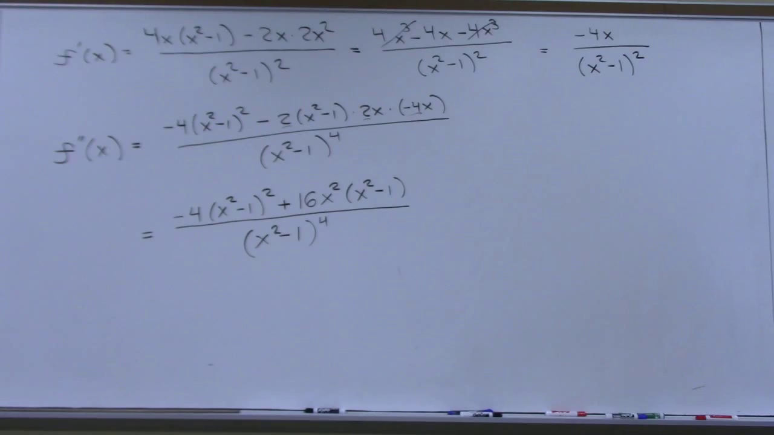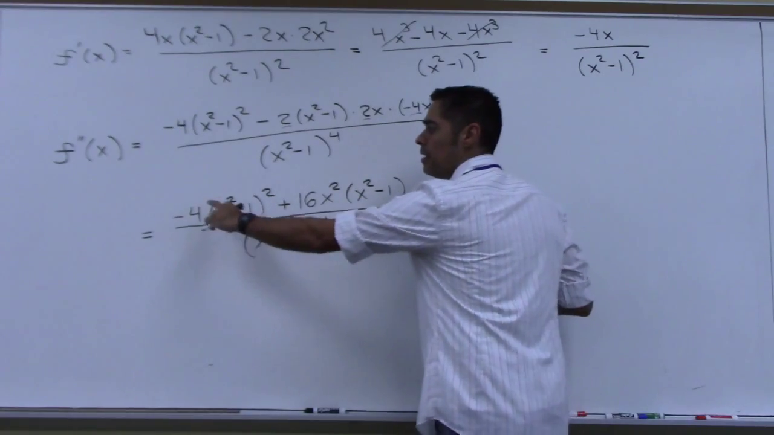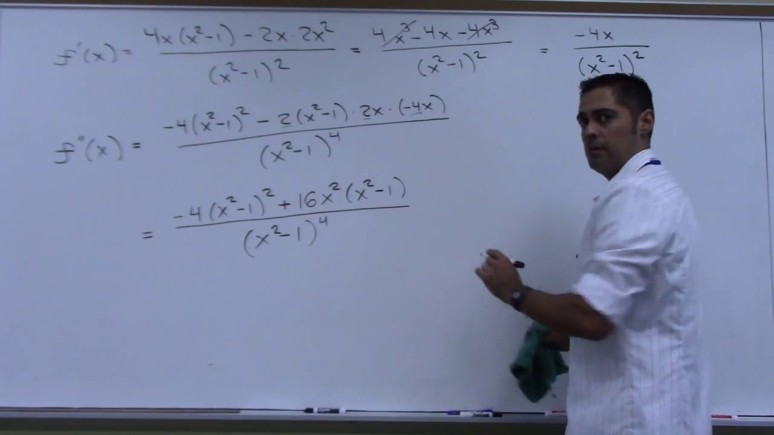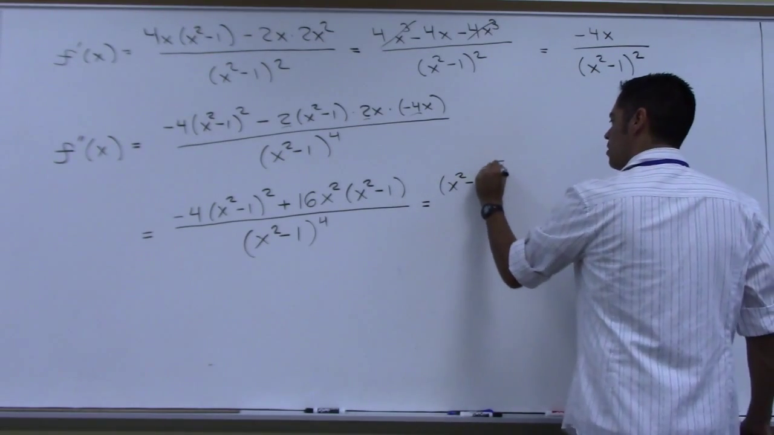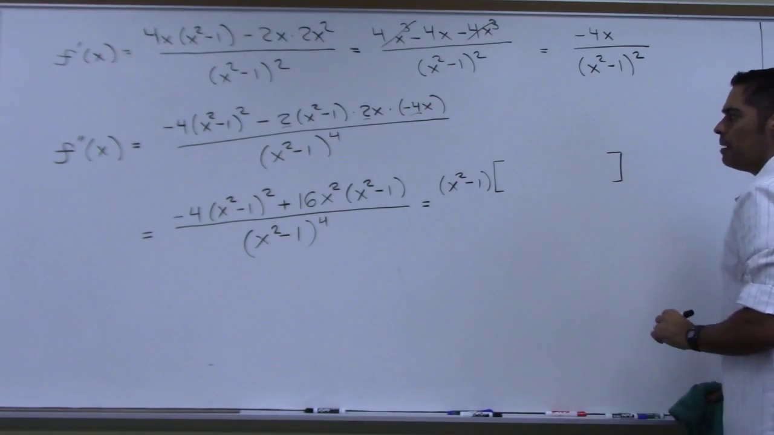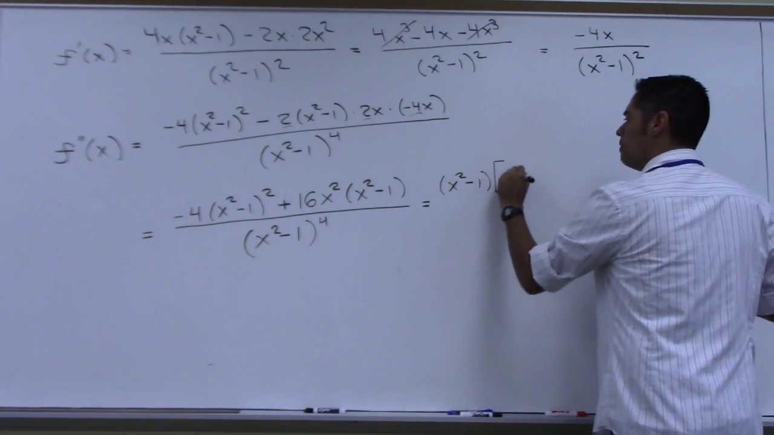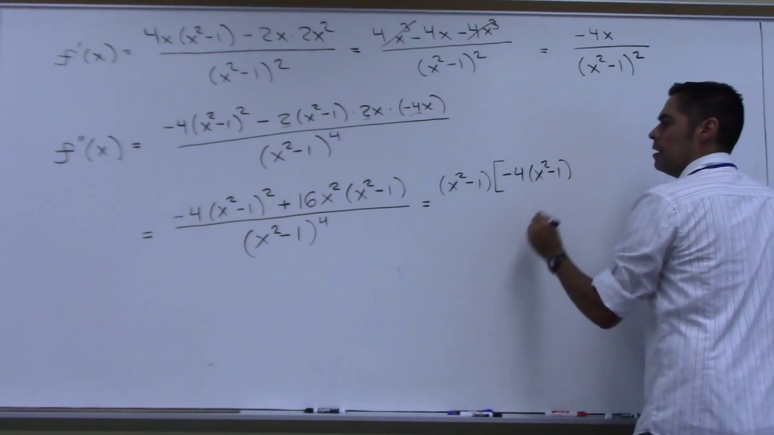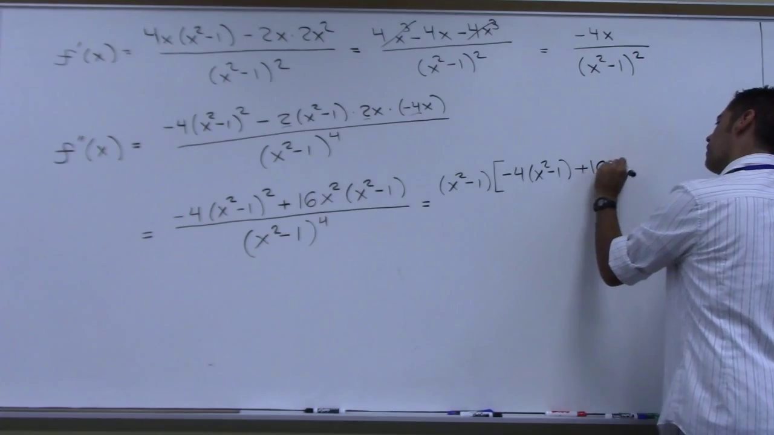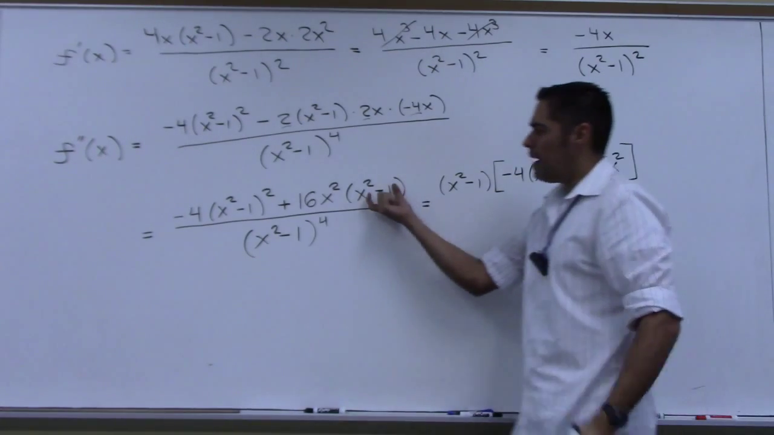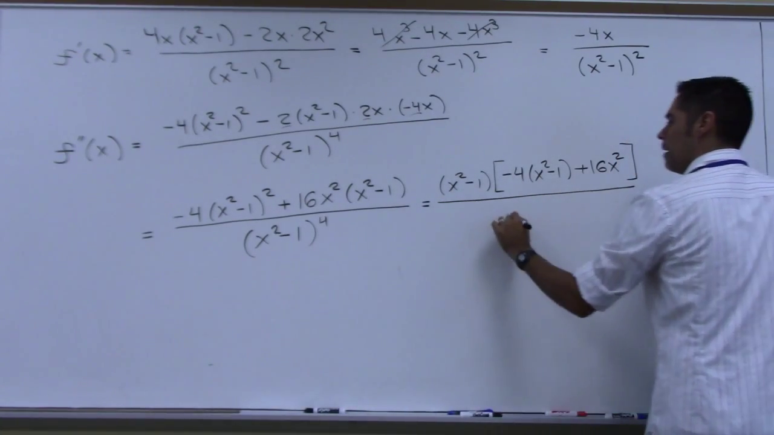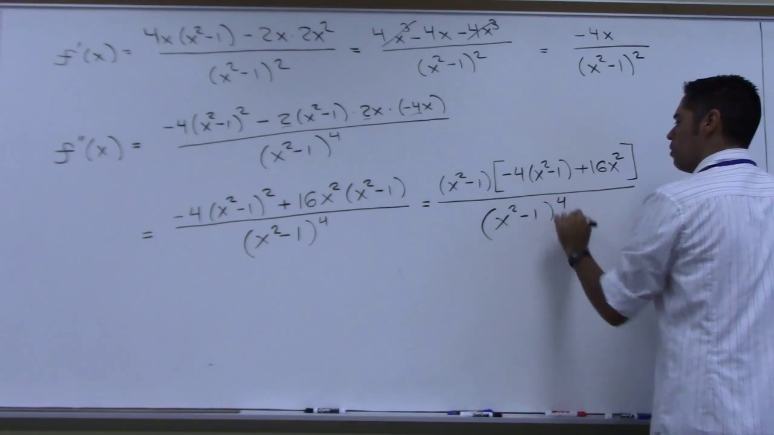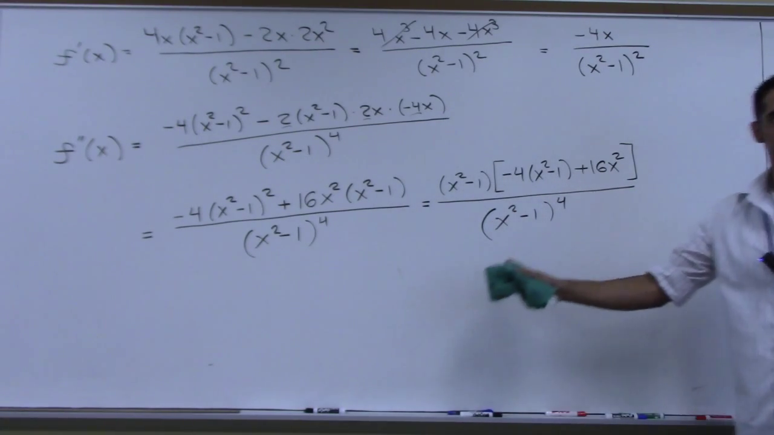Anybody see what we can do right now? Factor x squared minus 1 out of both of these. Couldn't I? Could I not? And I'll cancel. So I'm going to pull out an x squared minus 1 out of the top, which leaves me with something up here. What's still up here? Negative 4, x squared minus 1, plus 16x squared. So after pulling one factor of x squared minus 1 out, that's what's left in there. And then that's all over x squared minus 1 to the 4th. Yeah?